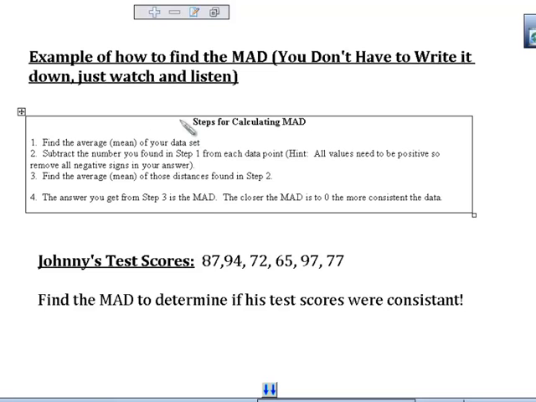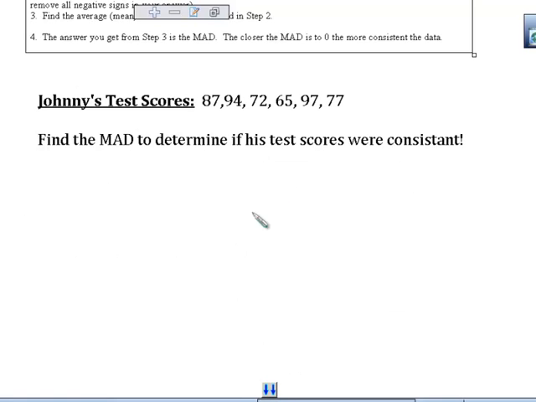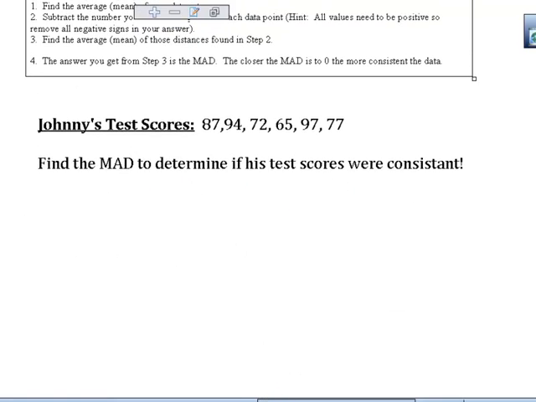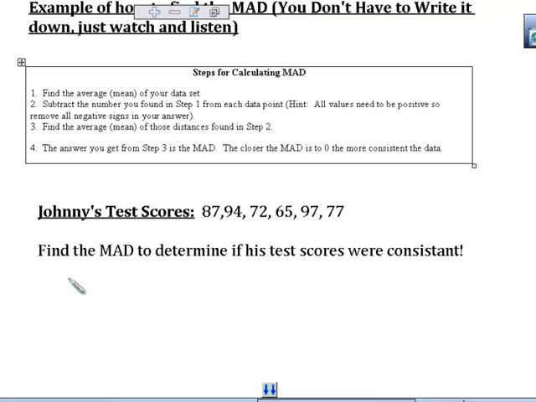So the first thing that we have to do is follow step one, which is find the average, or the mean, of the data set. So to find the mean, if you don't remember, you can always look at the process chart. The process chart tells you exactly what to do, but the mean is to take all the data values, add them up, and then divide by the number of data values you have. When we find the MAD, we don't actually have to put them in order from least to greatest. So to save some time, we're not going to have to do that.